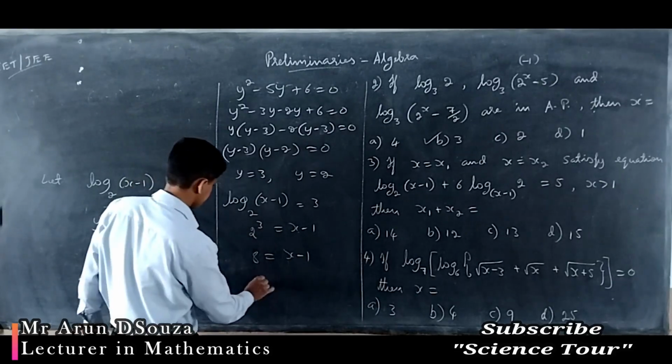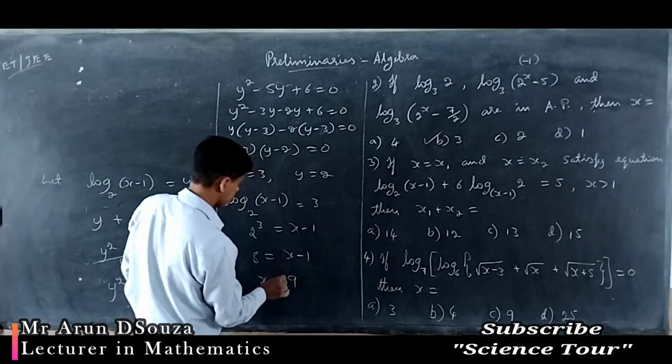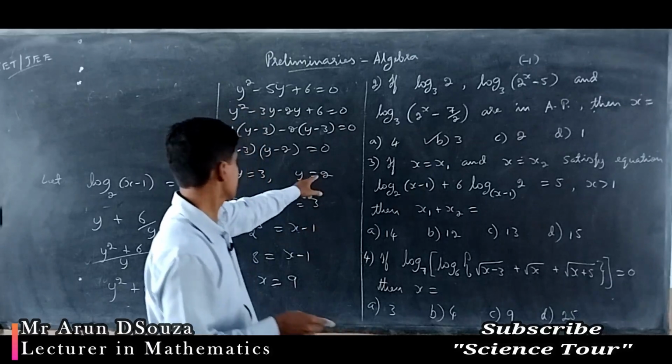Now what is x? 8 plus 1, so x is 9. So what did we get? We got the first root. How will you get the second root? The second root you will get by this.